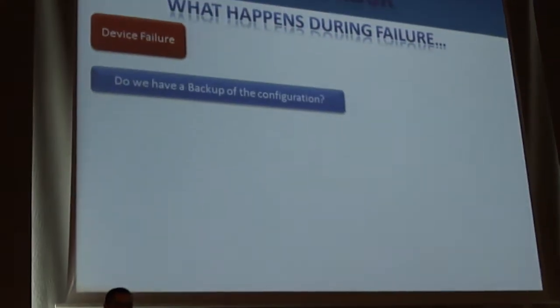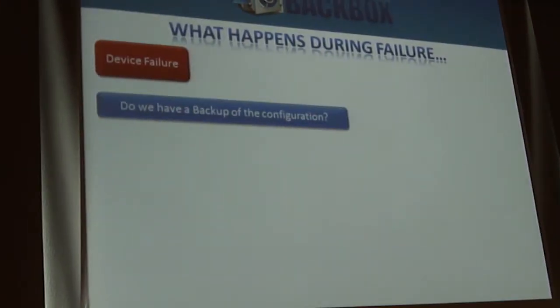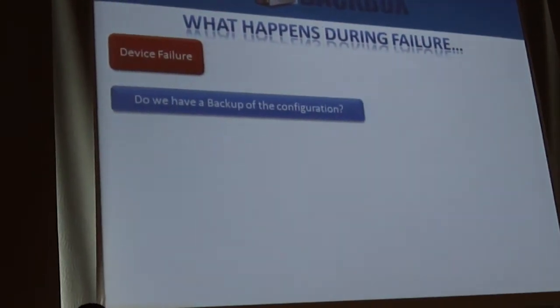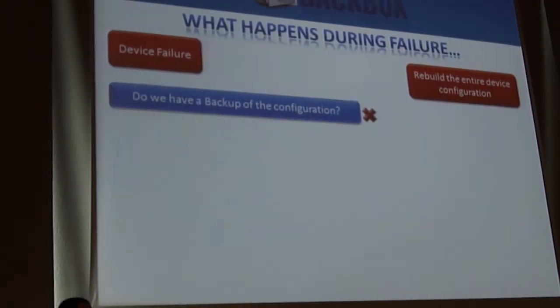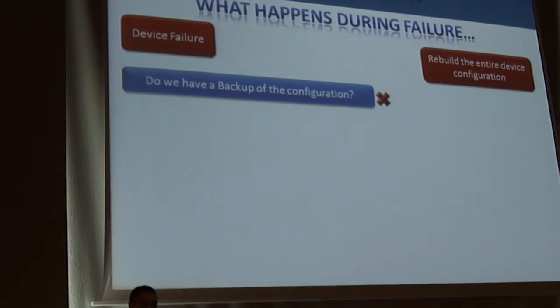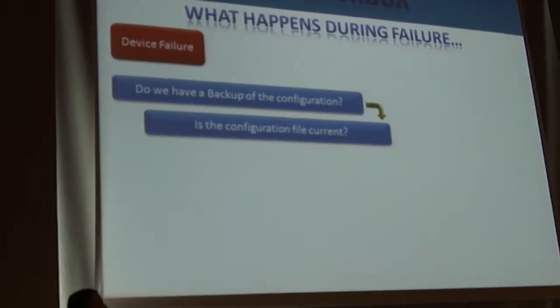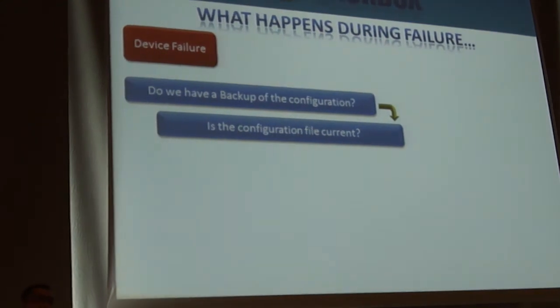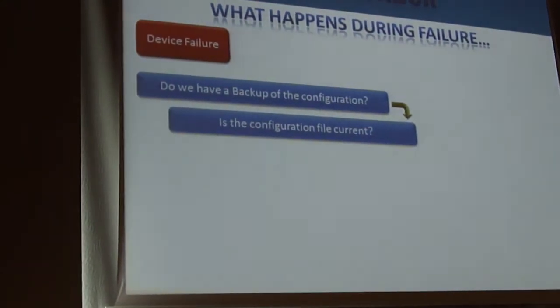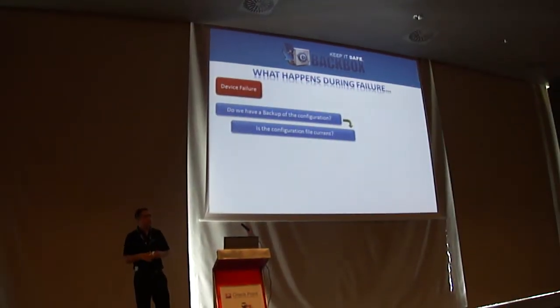So let's look at what happens when a device fails. Do we initially have a backup of the configuration? Some of you might have it, some of you might not. If you don't have it, obviously you have to go through the process of rebuilding the entire configuration. Okay, let's say that you do. Is that file current? Most of you that I talked to in the last couple of days mentioned that you use the internal Checkpoint backup procedure, which you go into the web UI, you check that FTP server, you send it to an FTP server.